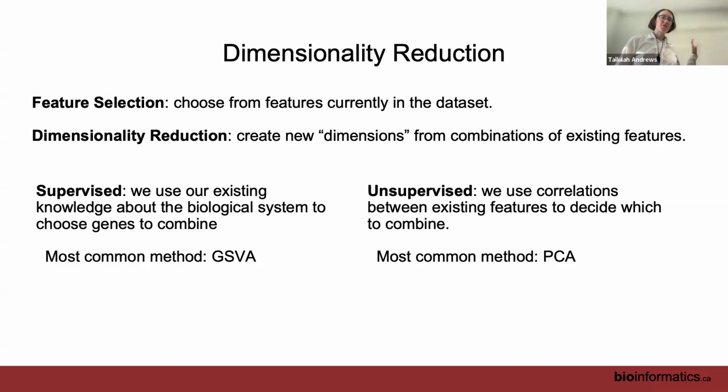So the main problem with the supervised method is that our annotation databases aren't that great, and many of the processes are incomplete or missing, and we don't know all of the genes involved in all of them, or all of the processes that exist in our cells. So for the most part, we're going to be using unsupervised PCA for our dimensionality reduction.